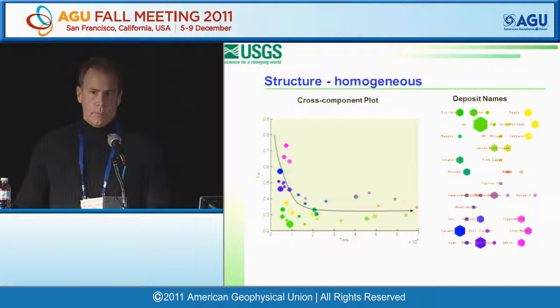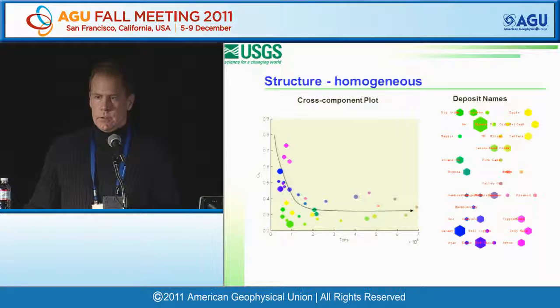Now, if we contemplate the nature of the data sets in terms of their homogeneity, one thing we don't want to use is we don't want to build a model based on apples and oranges. In this case, this population, when we're looking at copper versus tons, has a homogeneous population with some variance. On the right, we see the deposit names, and you can identify the deposits in the world that are associated with the data on the left, in the left panel.